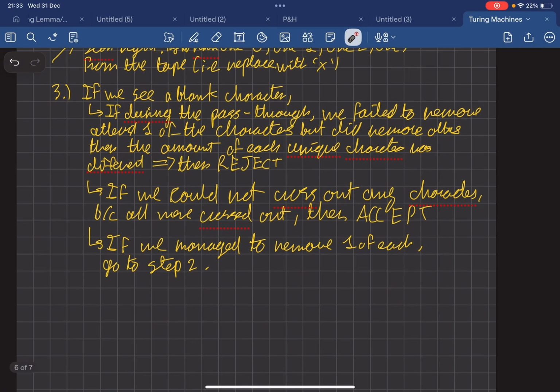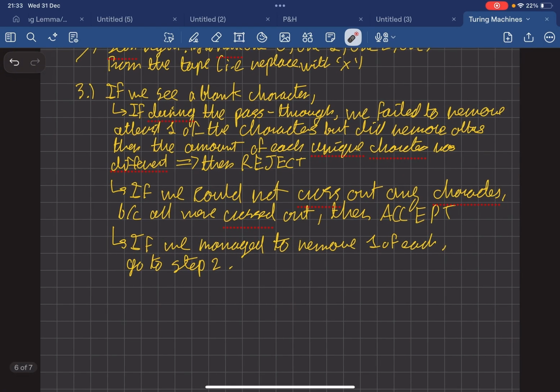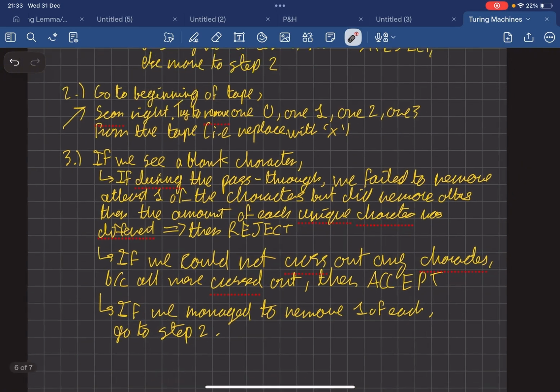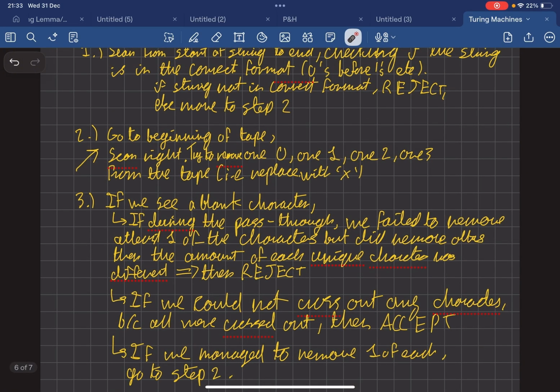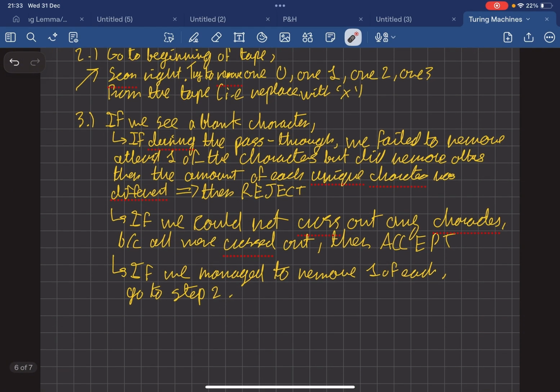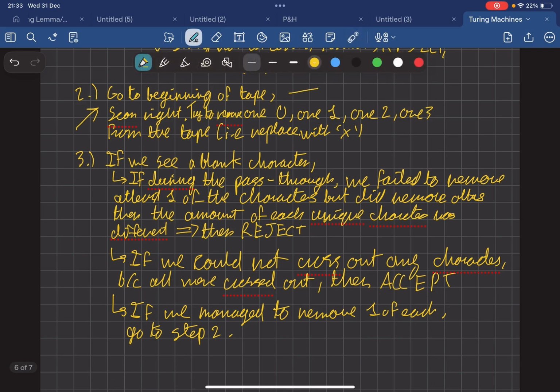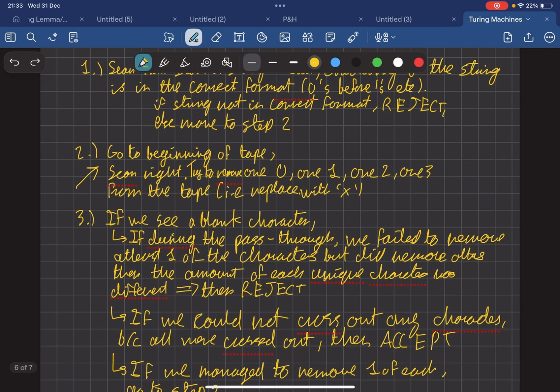And if it is the case that we couldn't cross out any character, that means we're all crossed out, and so we accept because the count was the same. On the other hand, if we crossed out one of each character, that means there might still be more stuff on the tape, and so we go back to step 2, which is where we start the scanning. And that's the entire Turing machine.